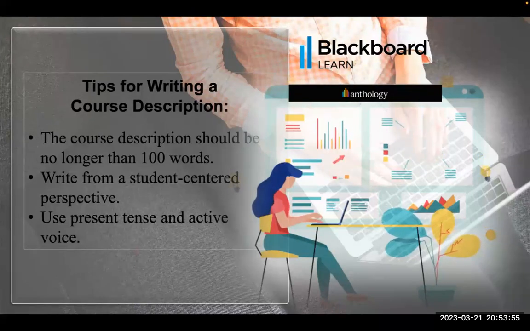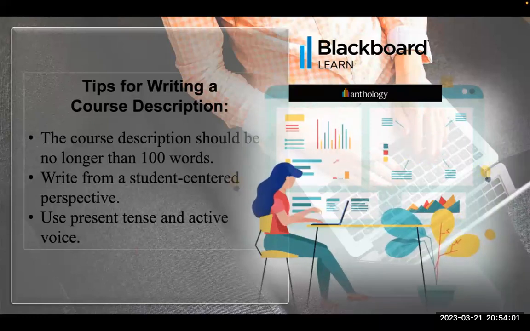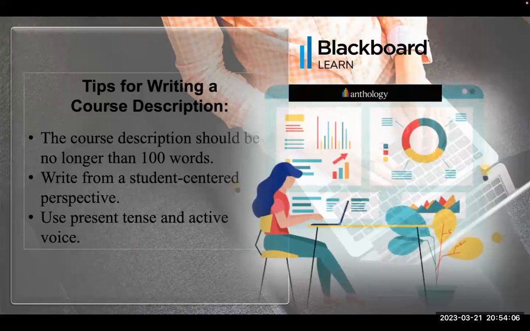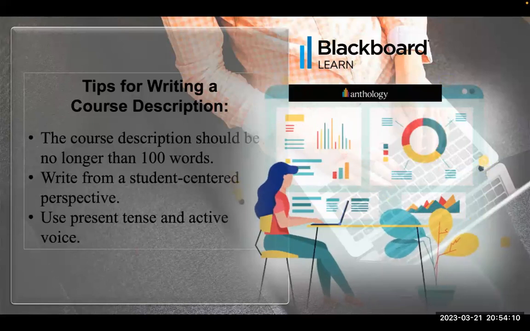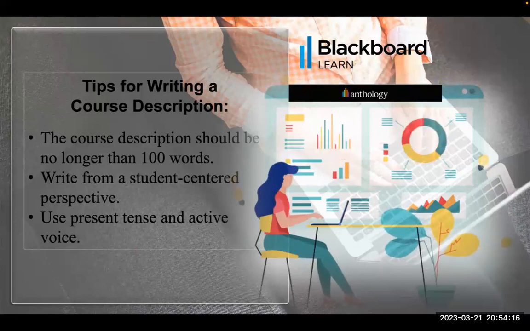First of all, the course description should be no longer than 100 words. You need to keep in your mind that you should not try to elaborate in a very detailed manner. So you have to keep yourself to no more than 100 words. Write from a student-centered perspective and use present tense and active voice. Use clear and simple sentence structure and language.